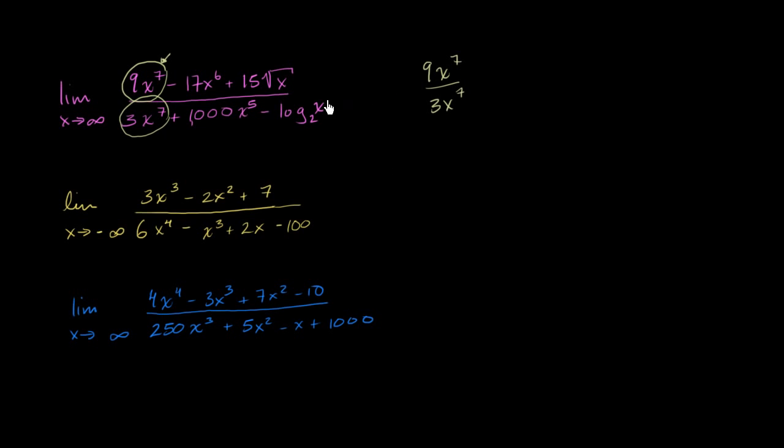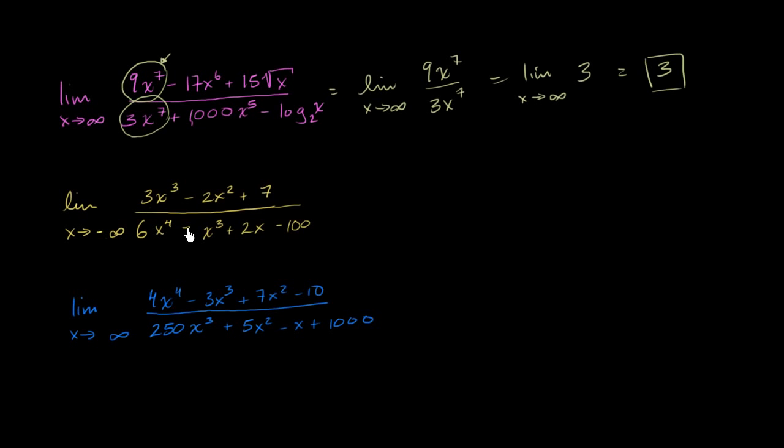And so we can say, especially since as we get closer and closer to infinity, these two things are going to get closer and closer to each other, that this limit is going to be the same thing as this limit, which is going to be equal to the limit as x approaches infinity. Well, we can just cancel out the x to the 7th, so it's going to be 9/3, or just 3. So that is our limit as x approaches infinity of all of this craziness.